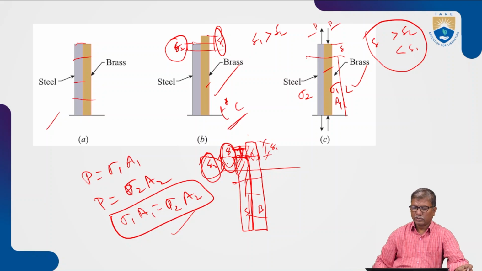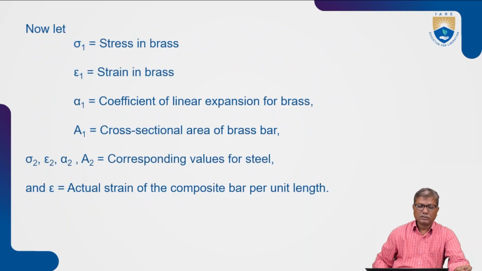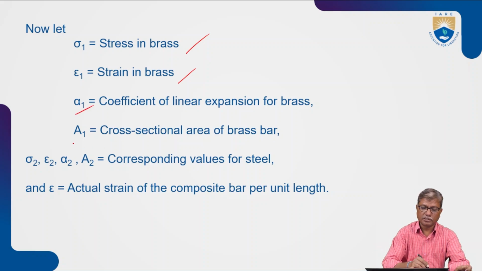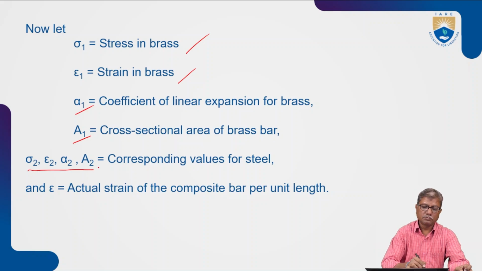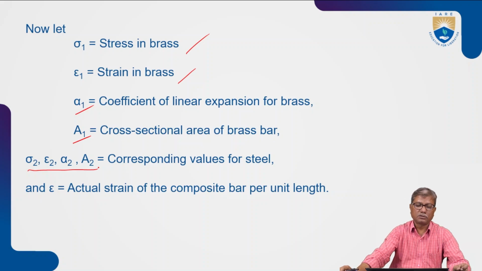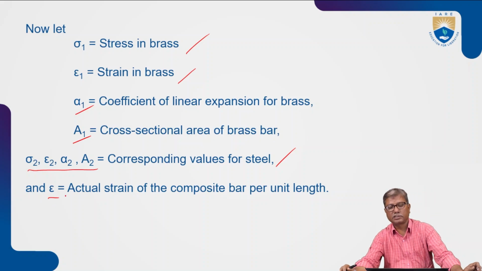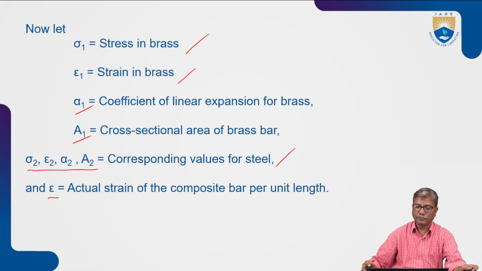Also, let us see this case. Sigma 1 is stress in brass, and let epsilon 1 be the strain in brass. Alpha 1 is coefficient of linear expansion, A1 is cross sectional area for brass bar, and sigma 2, epsilon 2, alpha 2 and A2 are the corresponding values for steel bar. And let epsilon be the actual strain of the composite bar per unit length.